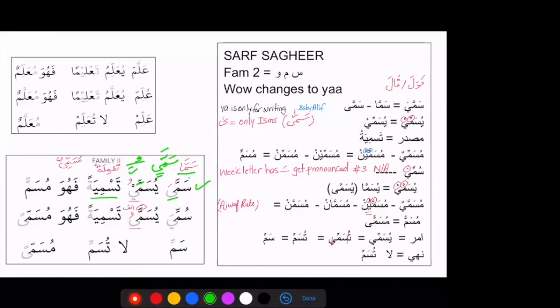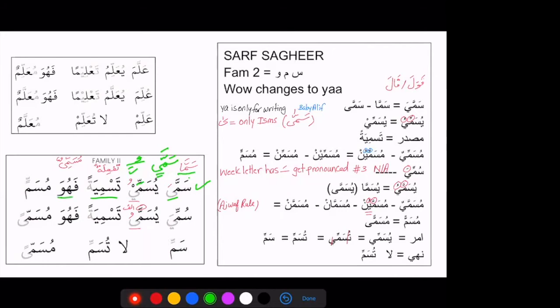And then tasmiyatan. What's going on here? Ta'liman, same like that. Ta marbuta is added here. But in ta'lim, the ya is dropped. Otherwise, in actual, what should be the word? This is samma, like allama, yu'allimu, ta'liman. It would be tasmiyatun. If we add ta marbuta, tasmiyatun, so two yas will come, and it will have a shadda. So they decided not to have the other ya and just say tasmiyatan.